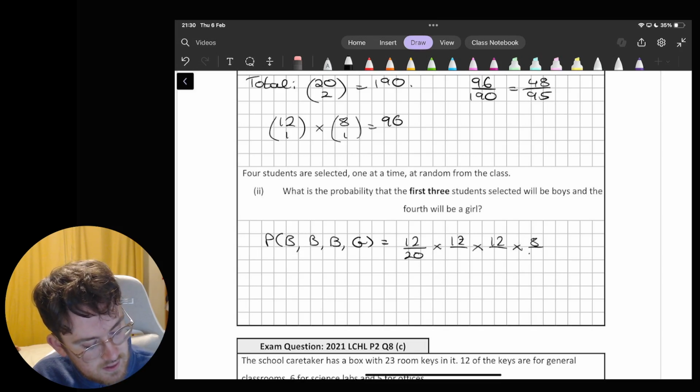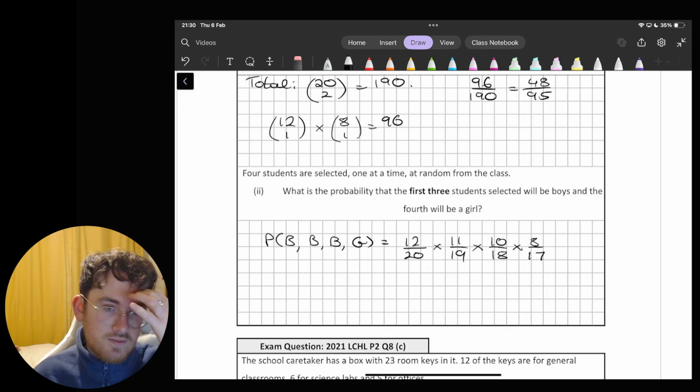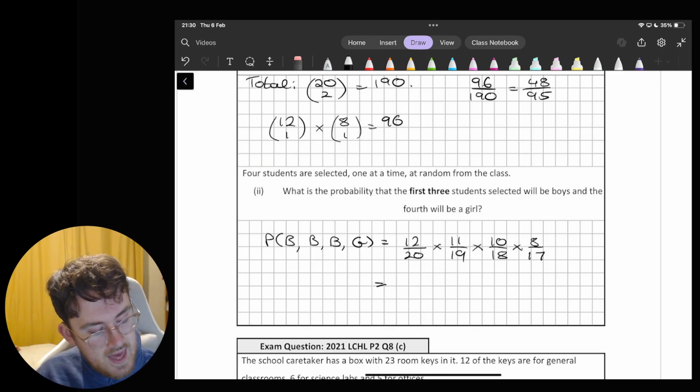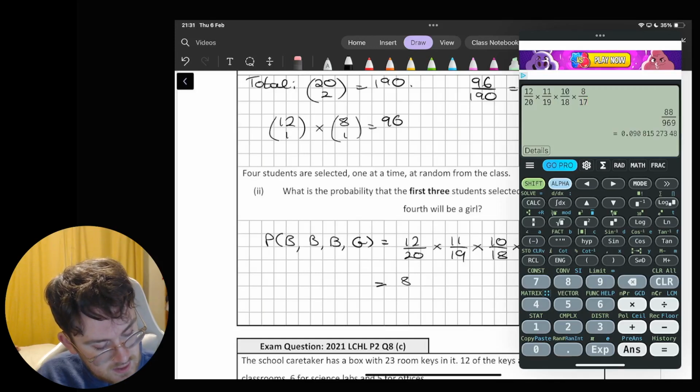And then the probabilities, of course, are going to change. 11 out of 19, 10 out of 18, 8 out of 17. The probability on the bottom changes because we're not replacing these people either. We're selecting them from the group. Obviously, as I select boys, the probability of the boys goes down. We would say that each of these is not independent because choosing a boy the first time has a knock-on effect on the choice coming down the line. So 88 out of 969.